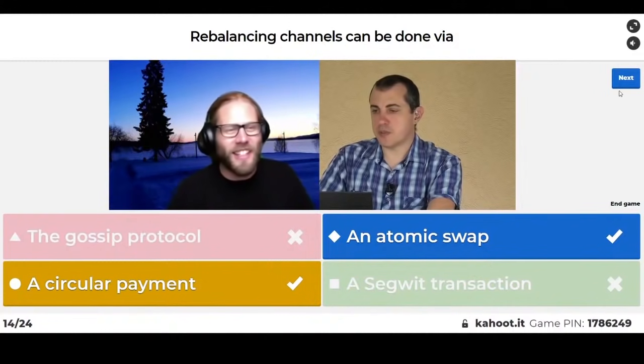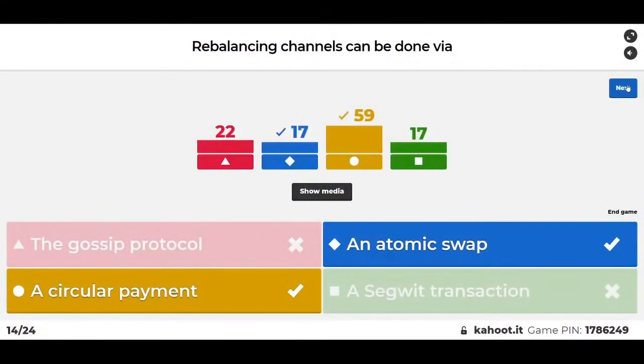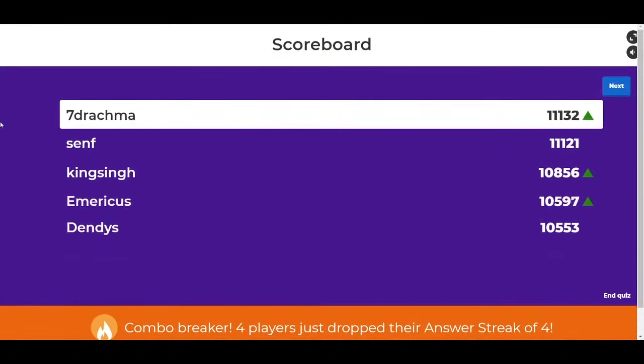Okay, let's look at the leaderboard. EE revealed on the chat that he or she is from Australia. That could actually also reveal why there's a lot of points in the beginning. Yes. And I promise you, 7 drachma isn't me playing on my laptop. Because 7 drachma is now the leader. Combo breaker, 4 players just dropped their answer streak of 4 with that last question. It broke the streak. Oof. So he says no, he or she's not rusty.